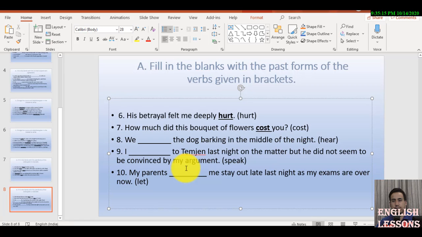We hear the dog barking in the middle of the night. We heard the dog barking in the middle of the night.